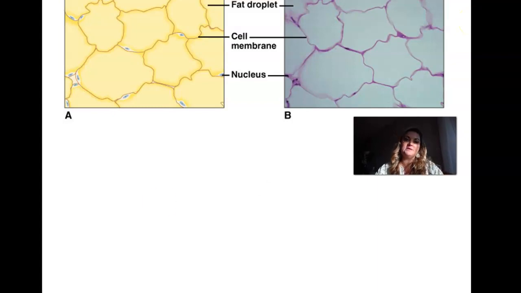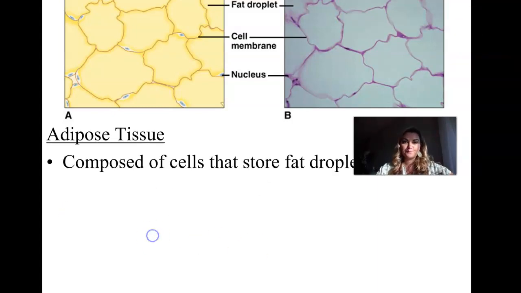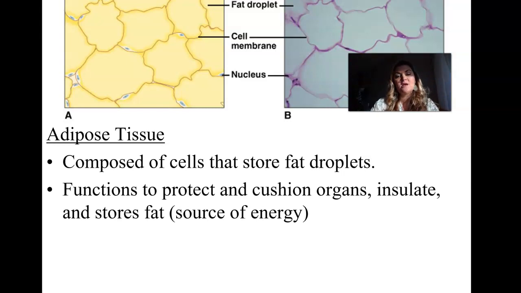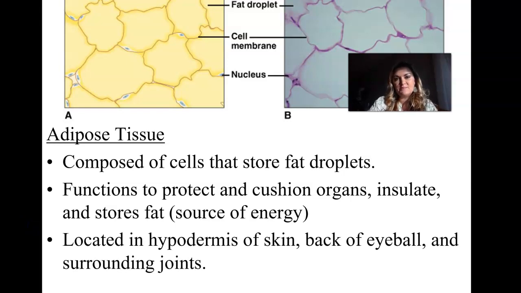And so this is going to be your adipose tissue. It's composed of cells that store fat droplets or lipid droplets. They function to protect, and so they're going to cushion organs, they're going to insulate the body, and they store some of that extra fat for energy. It's going to be located in places like the hypodermis. That's going to be the layer of skin that's just below the epidermis and dermis. It's also going to be found in places like the back of the eyeballs and in surrounding joints.